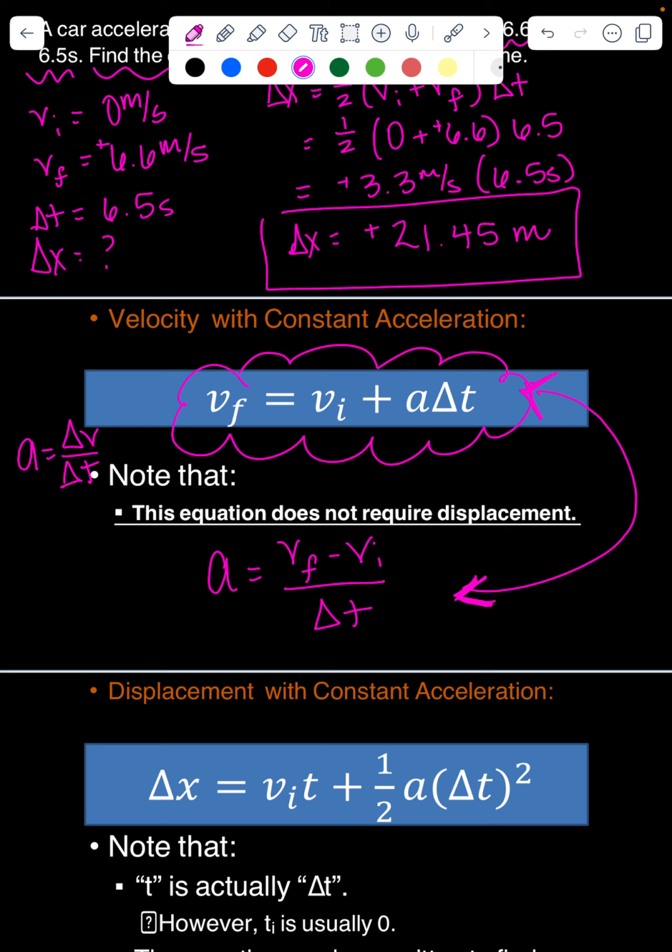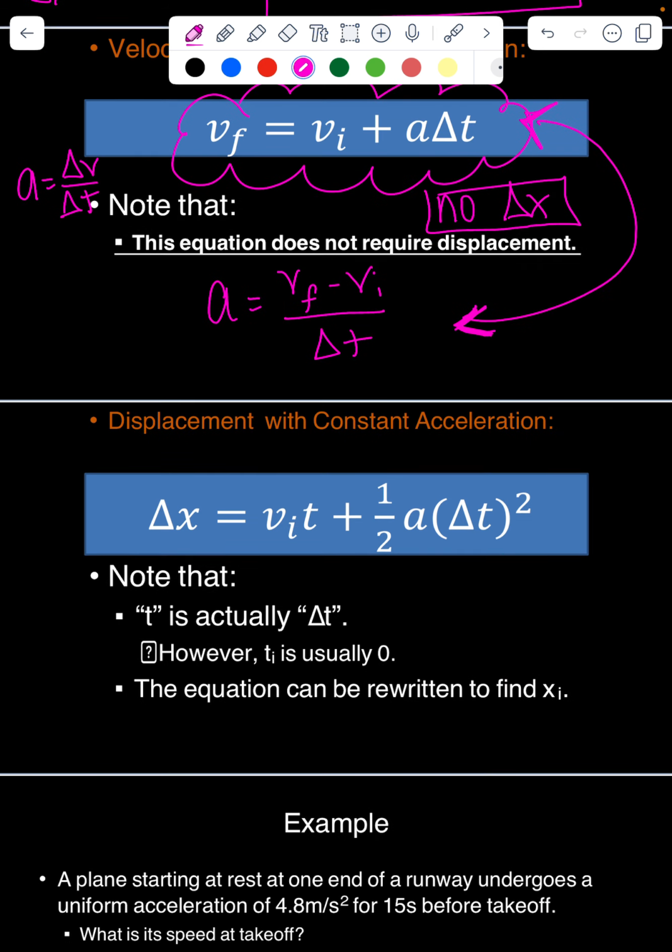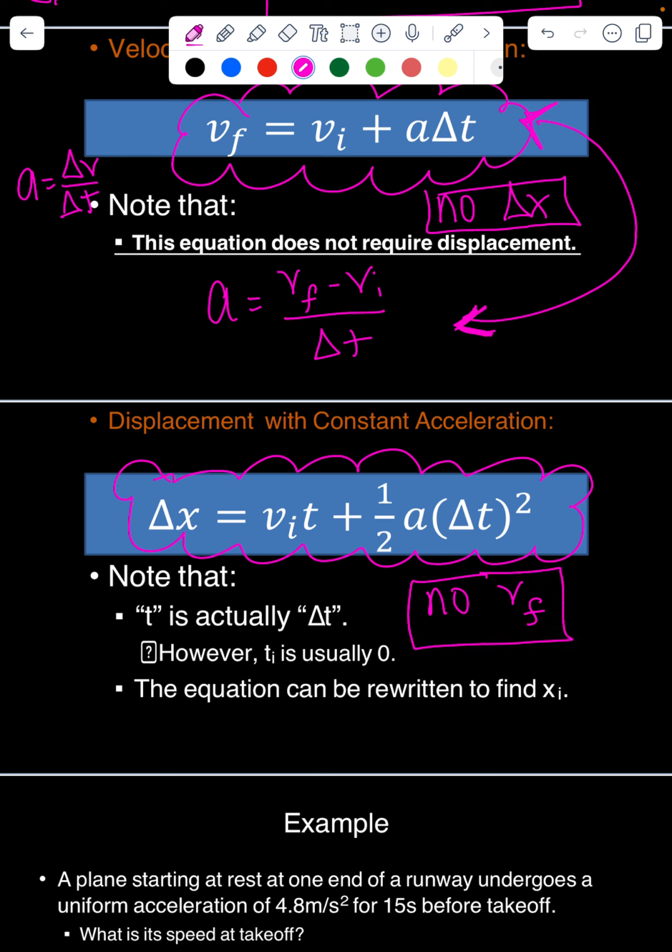Okay, our third equation. If you look at this second one, we have no displacement. So if we were not given a displacement, this is the equation that we would use. All right, our third equation, we have delta x is equal to v initial times delta t plus 1/2 times acceleration times delta t squared. Now, there are a couple of things that we need to look at right here. The first thing is that we do not have any final velocity. So if we are not given v final, then this is the equation that we would use.